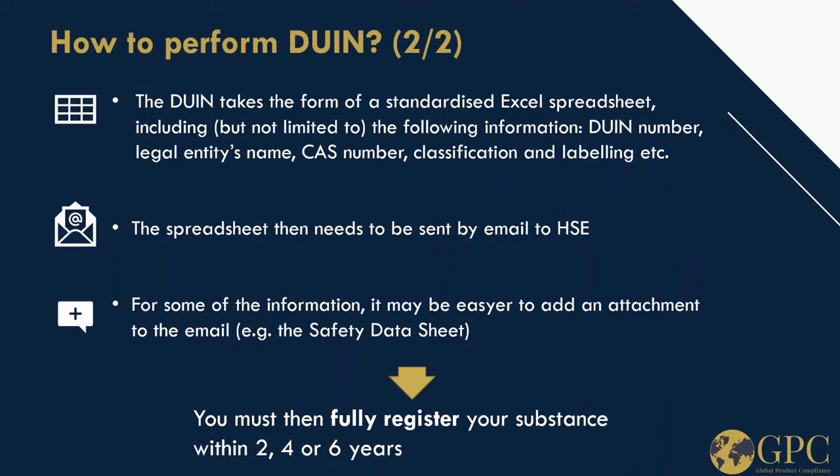And how to perform DUIN? The second part is that DUIN takes the form of a standardized Excel spreadsheet where you need to include, for example, the DUIN number, legal entity name, and CAS number. That spreadsheet needs to be sent by email to a certain email address at HSE. And for some additional information, you may add an attachment to the email. For example, this could be a safety data sheet.